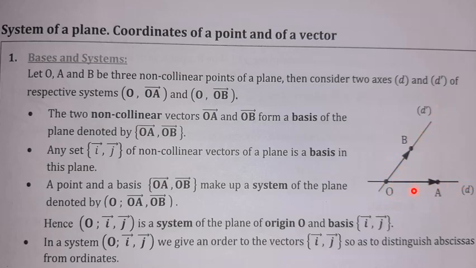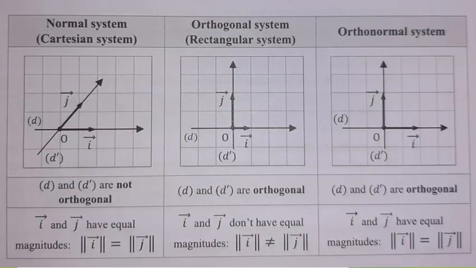In this system, we give an order to the vectors I then J so as to distinguish abscissas from ordinates. So vector I is for abscissa and vector J is for ordinate. Here we have three different kinds of systems. This one is a system, and also this one and this one, because we have two non-collinear vectors and a point, which is O. Okay, origin O and I and J.